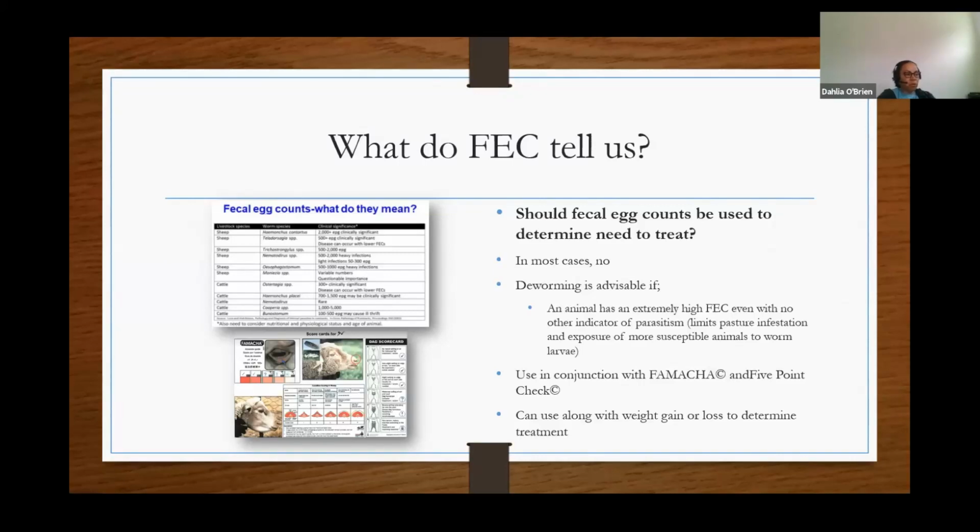Okay, and remember too, at the bottom of that slide, you'll see that you also need to consider nutritional and physiological status and age of an animal. And this could be, for instance, think about a lactating female with multiple nursing young on her. If an animal like this has a fecal egg count of 2,000, you might decide to deworm her. Whereas if it was an open animal, just grazing with other adults out in the pasture, if she's showing no clinical signs, then that would be fine to not deworm her.